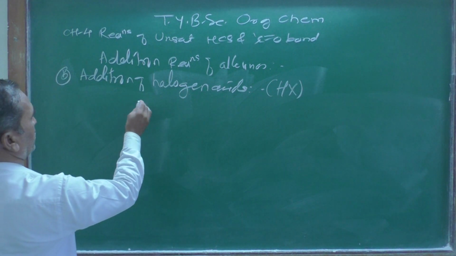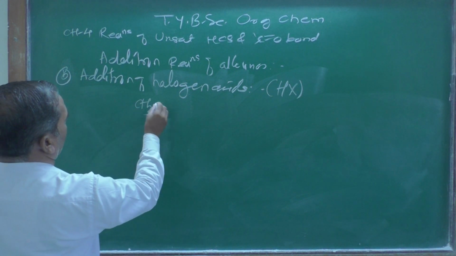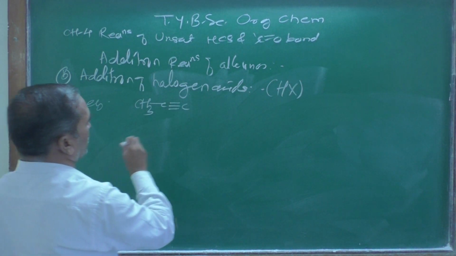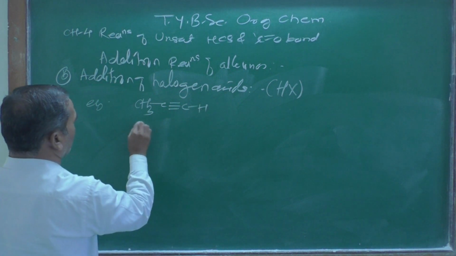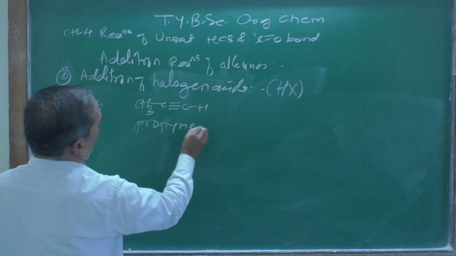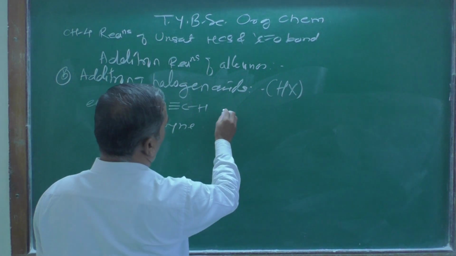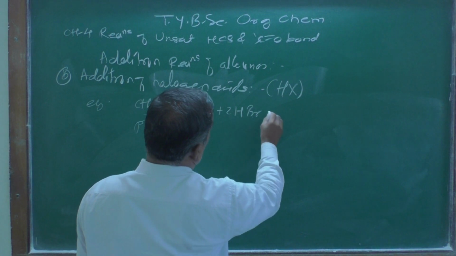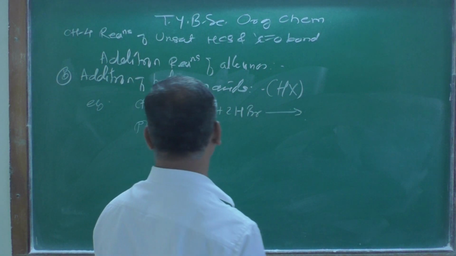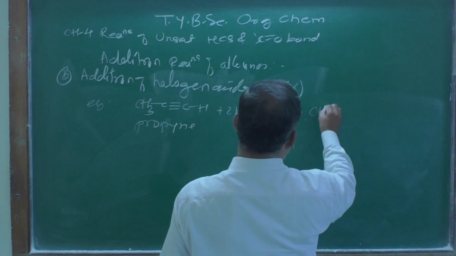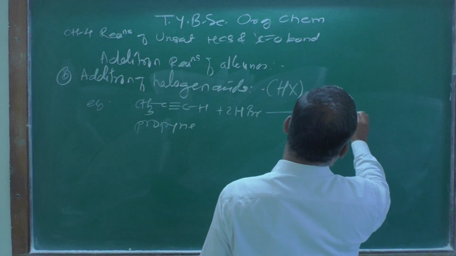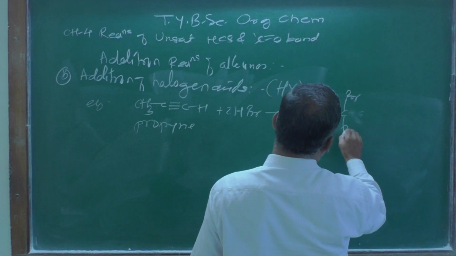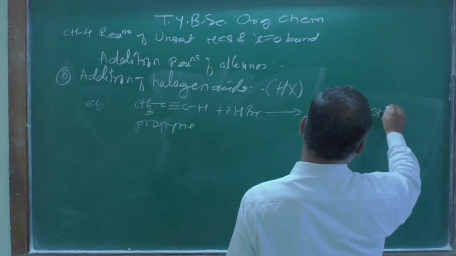Let us see again here CH3, then C triple bond C. The example we are talking about is propyne. The general reaction: propyne will be treated with 2 moles of HBr, and the product formed will be this one, CH3, then C, then here Br, again Br over here, and this CH3.